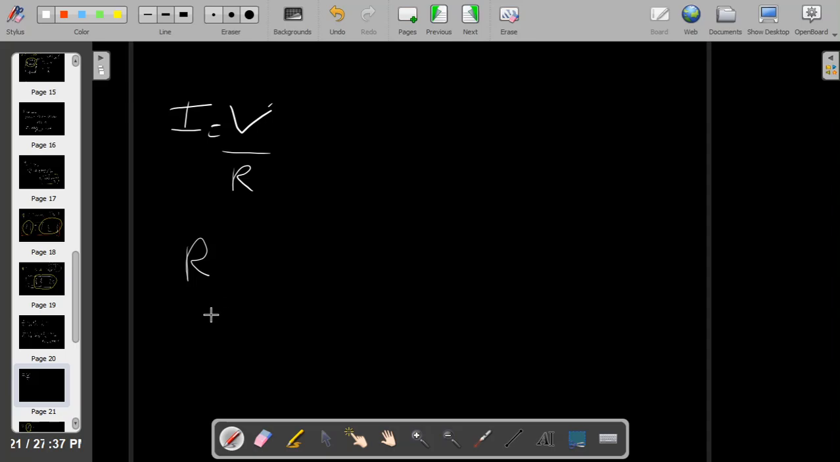Let me get my page so I can copy to see what number was there. Okay. The resistance here is 0.84 plus the number I just found. And the number I just found is 0.08.